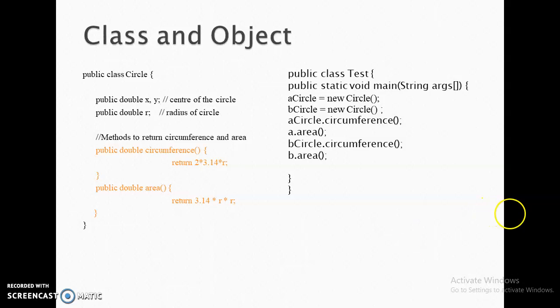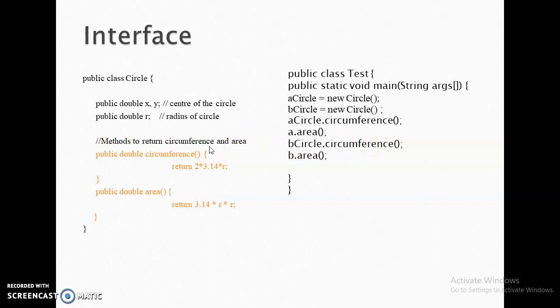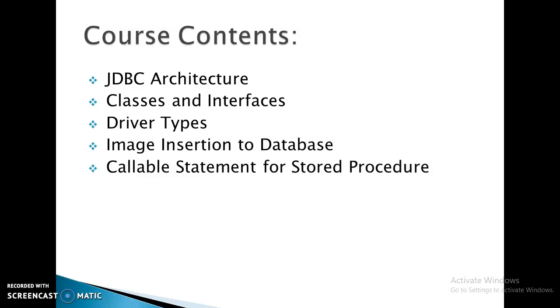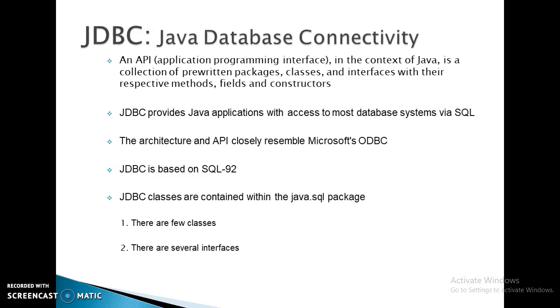The point is that we can create objects of the circle, two objects, a circle and b circle, and through a circle dot circumference print the circumference of a circle, and b circle dot circumference will print the circumference of b circle. The contents for this JDBC are the architecture, class and interface, driver types, image insertion into database, callable statement for stored procedure.